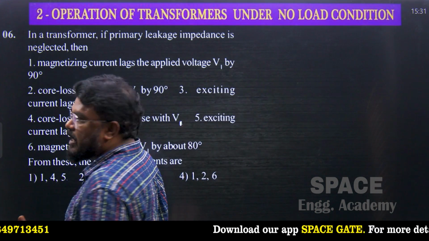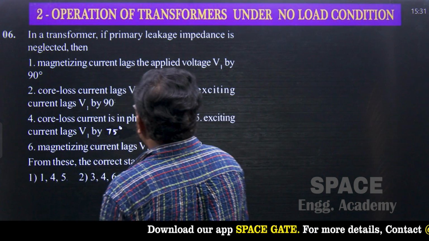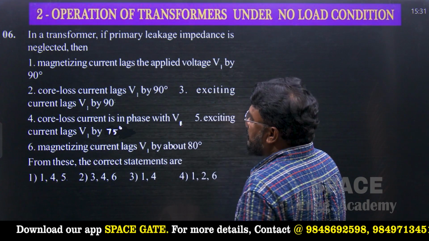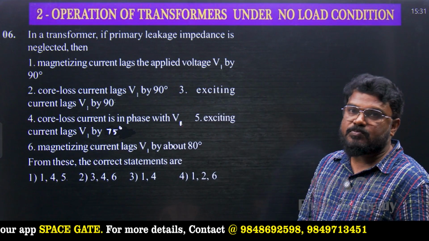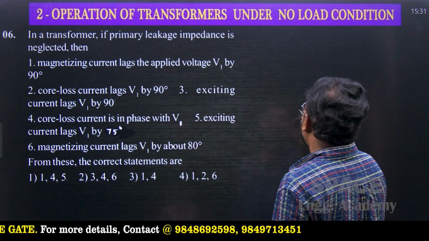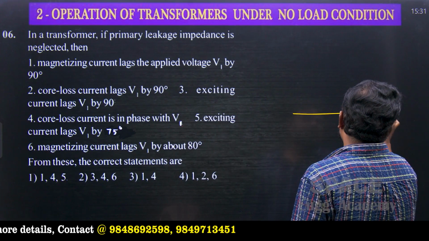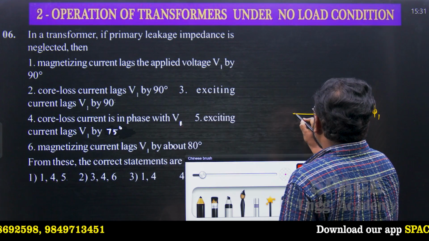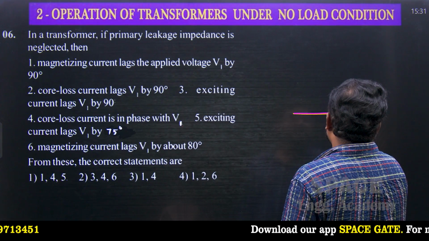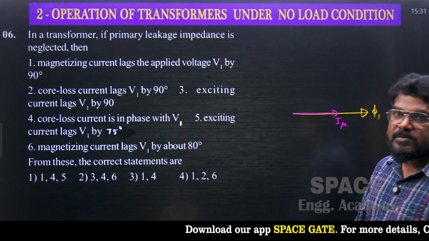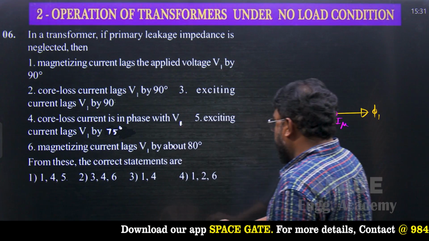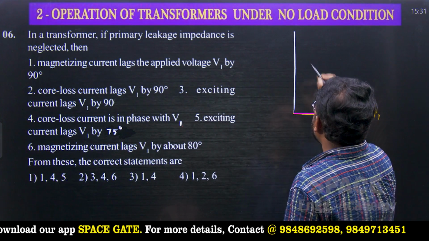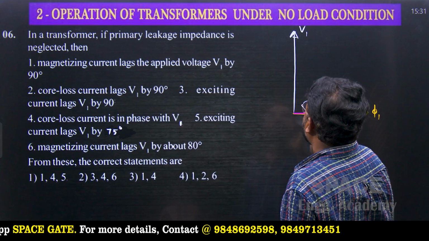We have to select correct statements regarding this question, and this question can be solved by using a phasor diagram of the transformer under no load condition. Let us draw the phasor diagram. Let us take the main primary flux Phi1 as the reference quantity, and this is the magnetizing current, always in phase with the primary flux. The transformer is of a pure inductive nature, so the applied voltage leads the magnetizing current by 90 degrees.